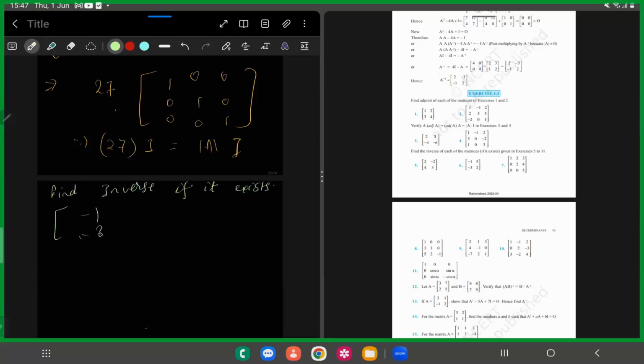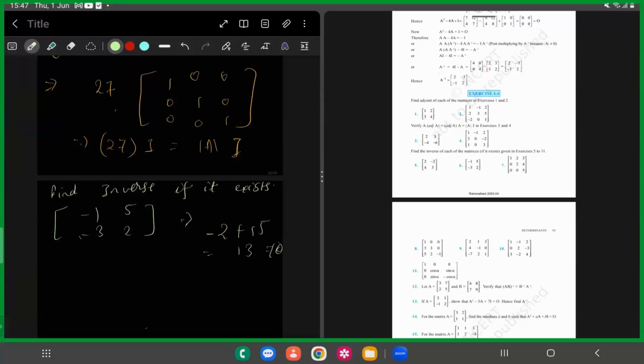Okay, so let's say we take our question number 6. So this will be minus 1 minus 3, 5 2. Okay, so firstly we quickly calculate its determinant. So its determinant would be minus 2 plus 15, so this will be 13. Okay, so this is non-zero, so we can say that its inverse actually exists.